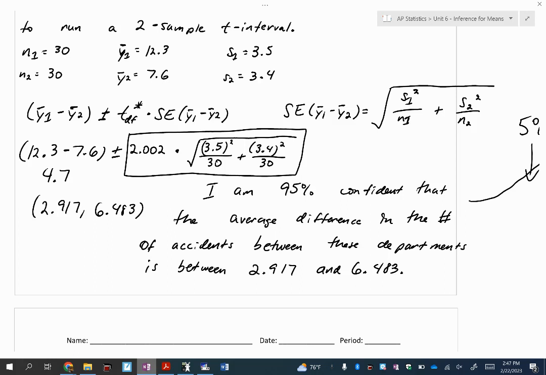So if you look at the interval, I think we would all agree that we would rather not work in Department 1. Why would I not want to work in Department 1? More accidents. There's a higher average of accidents per month. Definitely sign me up for Department 2. Now, you're telling the boss that on average per month, Department 1 is having between roughly 3 to 6.5 more accidents than Department 2. And what do you notice is not in that interval?